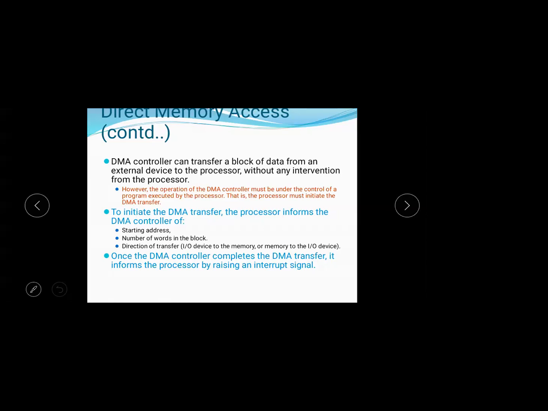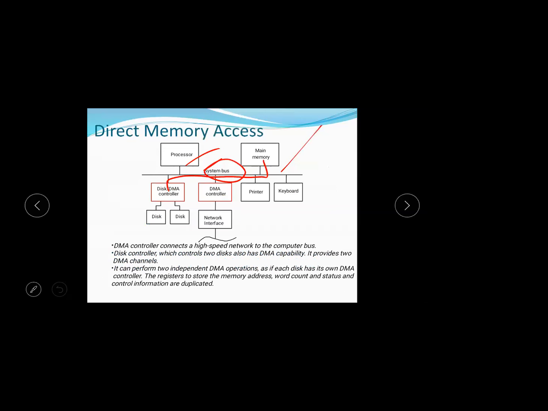Once the DMA controller completes the DMA transfer, it informs the processor by raising an interrupt signal. Whenever the DMA transfer is completed, that information is given to the processor by using a signal, the interrupt signal. Okay, this one. Processor, main memory, and system bus. Bus is nothing but lines: address line, data line, control line. By using lines, we can transfer the data.